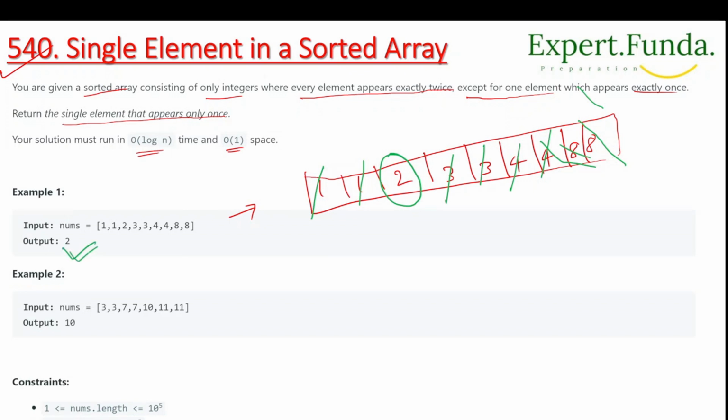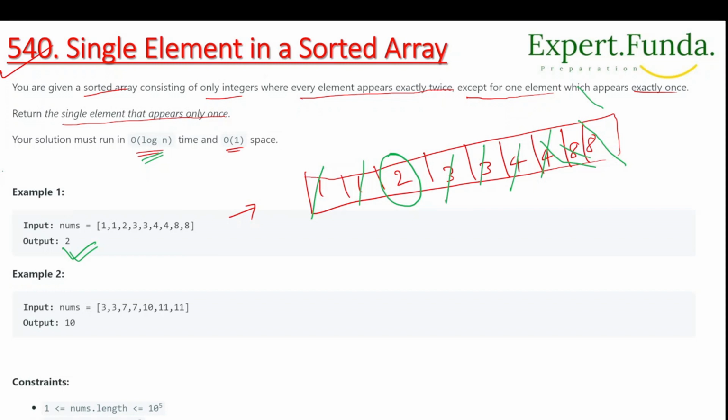This means that all the elements in the array are coming twice, and there will be only one element that we have to return as output. We have to take time complexity as O(log n). There is a very simple approach if you do not consider this constraint: a brute force approach, where we use a linear search to check every element in the array until we find the single element.